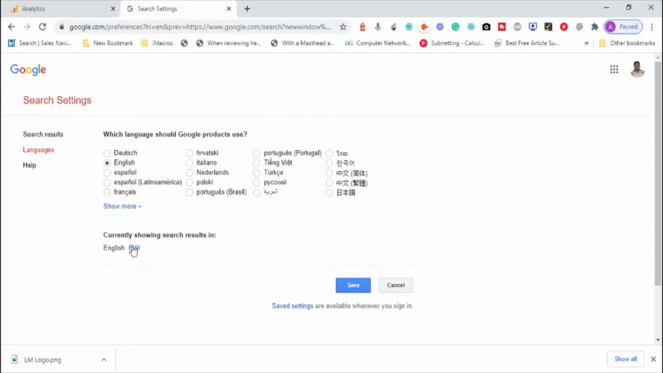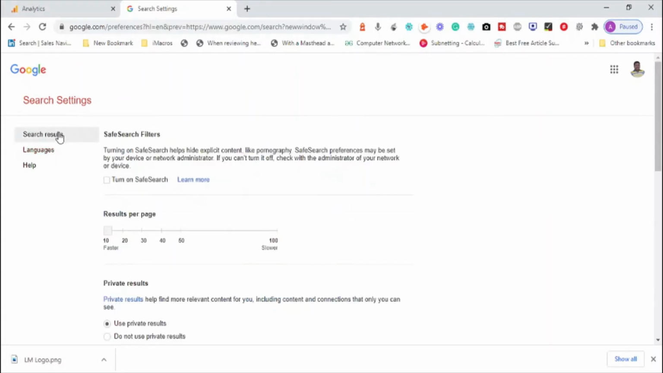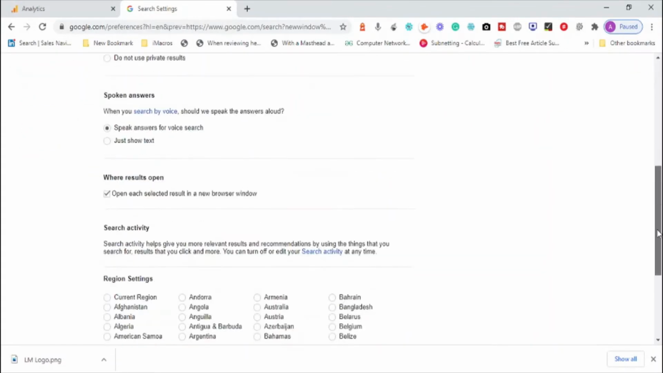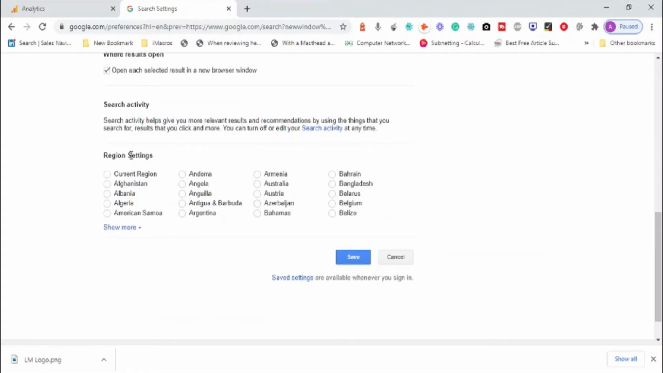Now my preferred language is English. My browser is using English as the default setting, and I can also go and see these result settings. You can see location, region settings. If you see, my region is set as India.